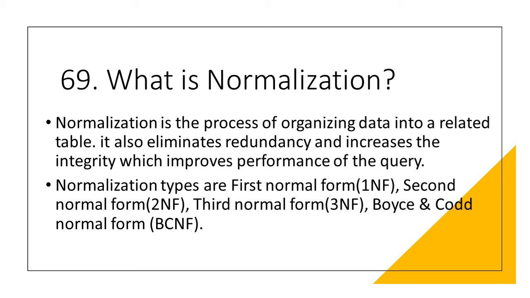What is normalization? Normalization is the process of organizing data into related tables. It also eliminates redundancy and increases integrity, which improves the performance of the query. Normalization types are first normal form 1NF, second normal form 2NF, third normal form 3NF, and Boyce-Codd normal form BCNF.